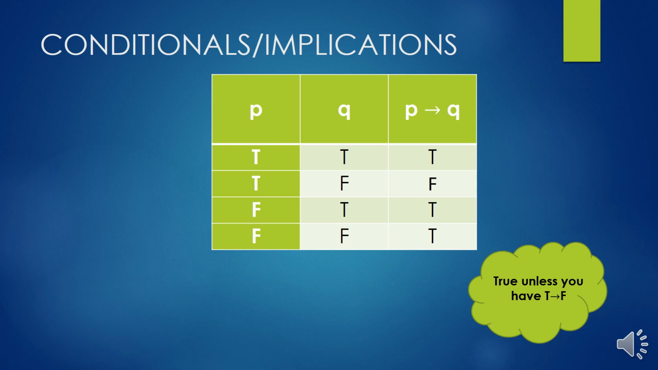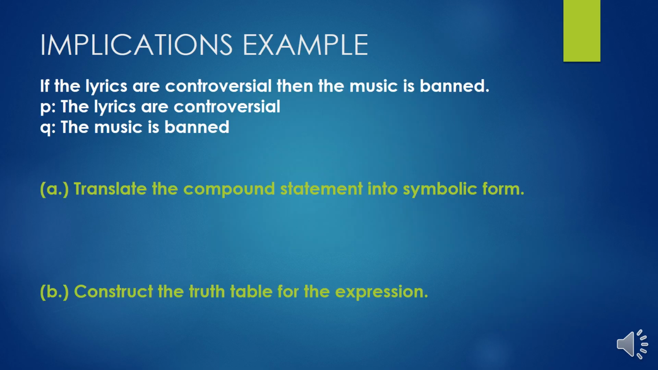Let's look at one more example. Here's our implications example. It says, if the lyrics are controversial, then the music is banned. So our statement P is the lyrics are controversial, Q is the music is banned. So it says, if the lyrics are controversial, then the music is banned. So it's if P, then Q, or P implies Q. Next, we need to construct our truth table for this expression.